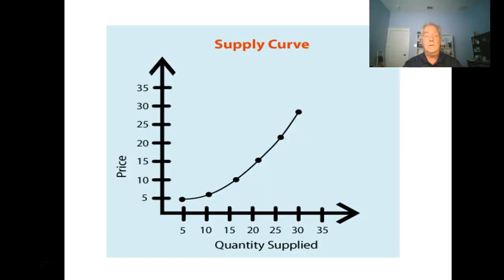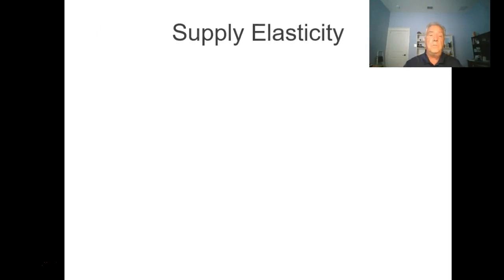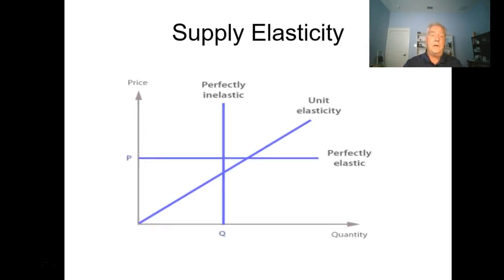Well, there's a supply curve. You can kind of do the same calculations we did before. At $10, we're going to supply probably 17. At $15, $5 more, we're probably going to almost double that. So supply elasticity. Here's what it looks like.